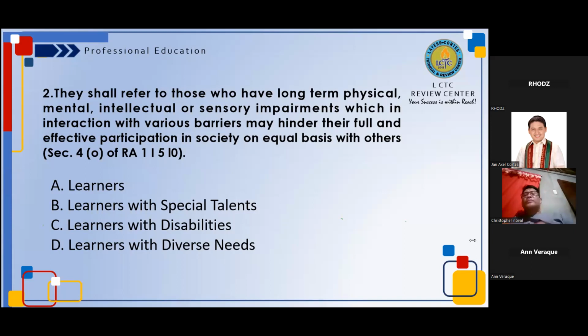LWD. Our classrooms have also learners with disabilities. So under inclusive education, they should be embraced as normal students, but we should give them special attention. That is learners with disabilities. And now let's proceed to the next item, number 3.